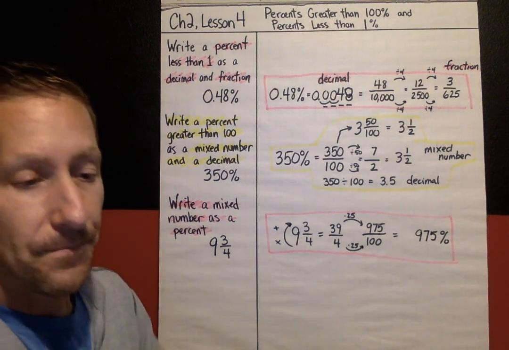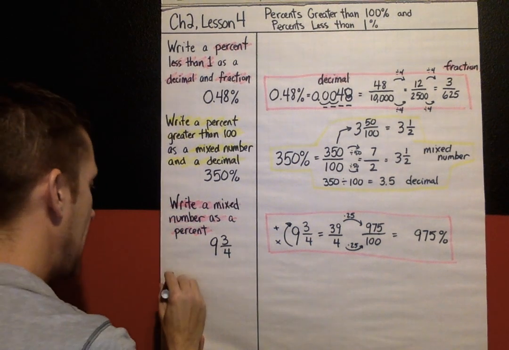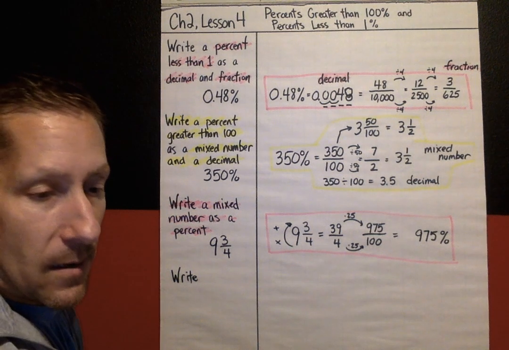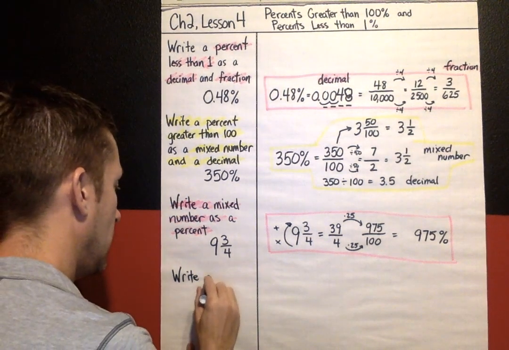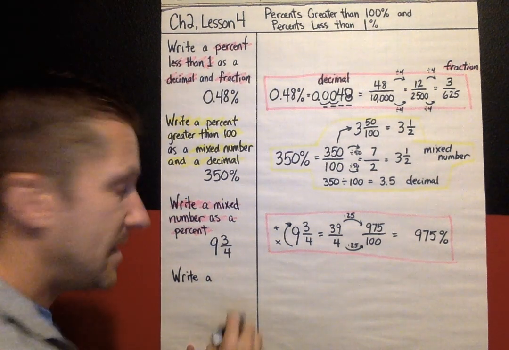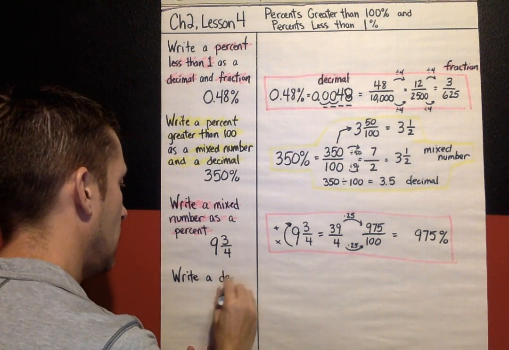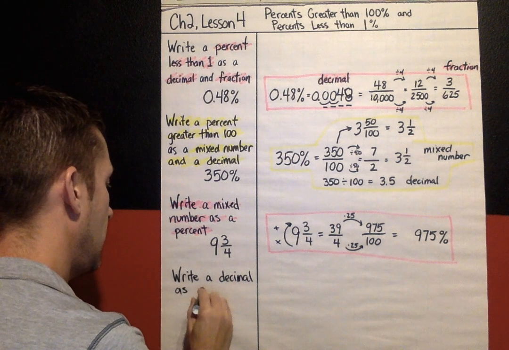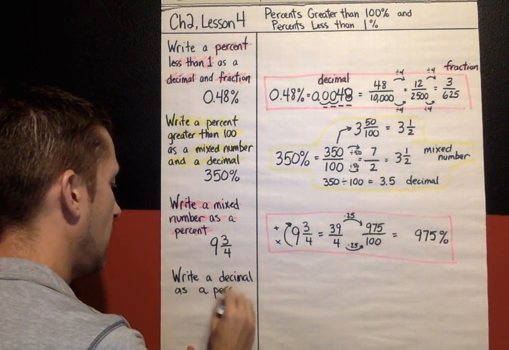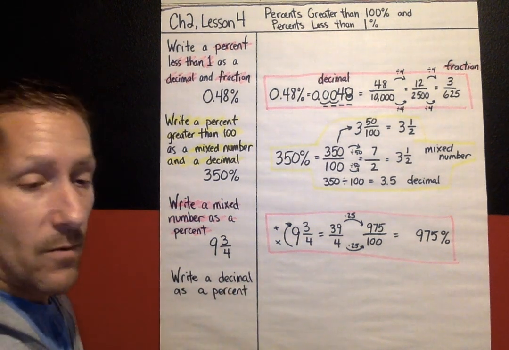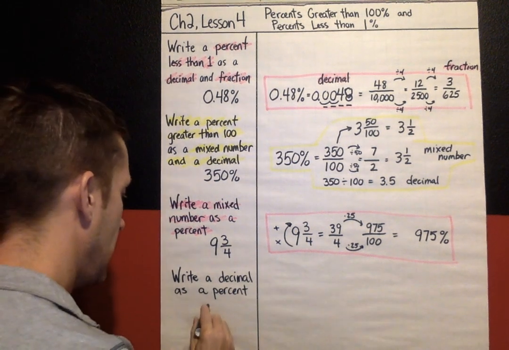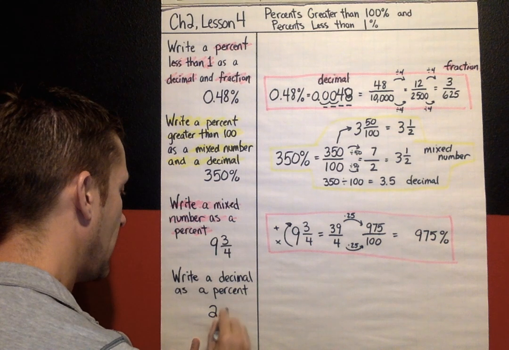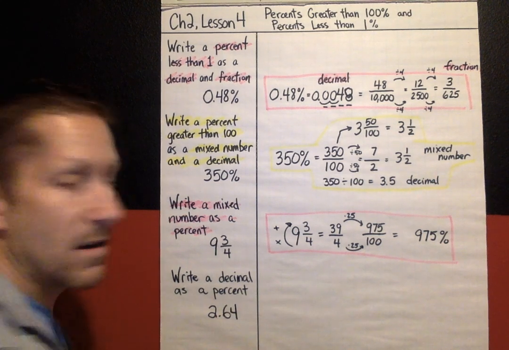Okay, last one. Write a decimal as a percent. The example we will use is 2.64.